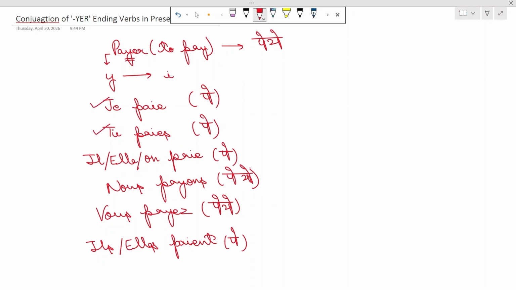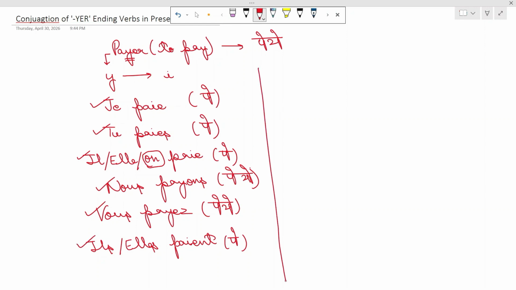I pay, you pay, he or she pays. In the new form, we say we pay, but in informal way. This is the formal way of saying we. We pay, again formal way of saying you. You pay, then they are paying.